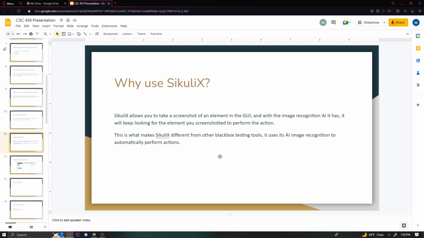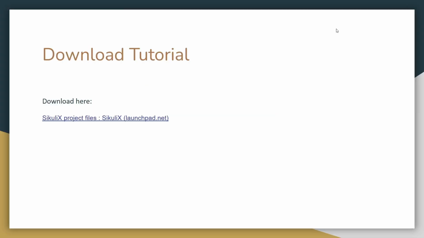And so, what makes it different from a lot of other black box testing tools and makes it one of the better ones, in my opinion, is its ability to use AI image recognition to perform actions. And so, that's very helpful. And now I'll show you how to download the SakuliX program.